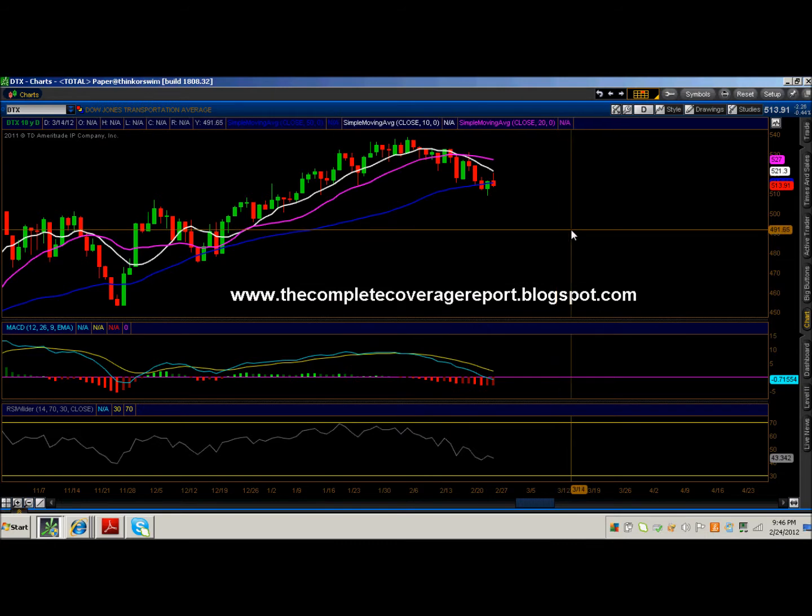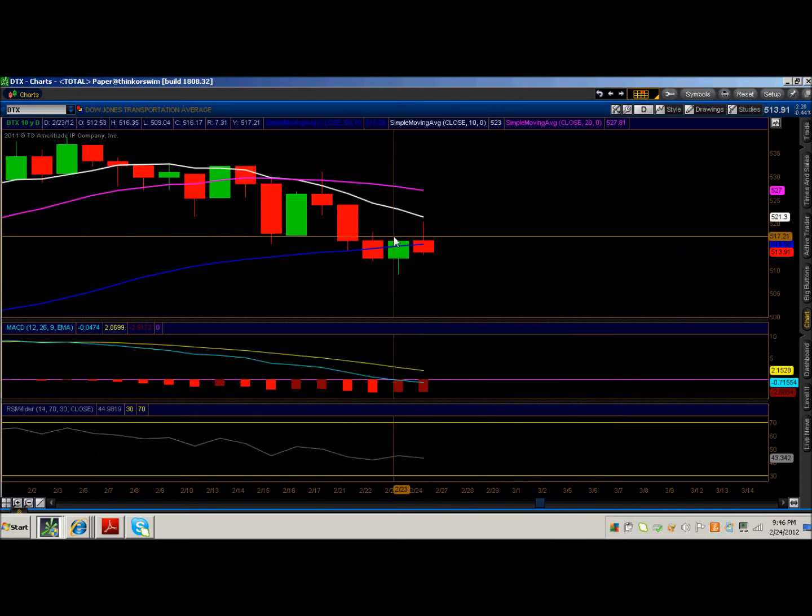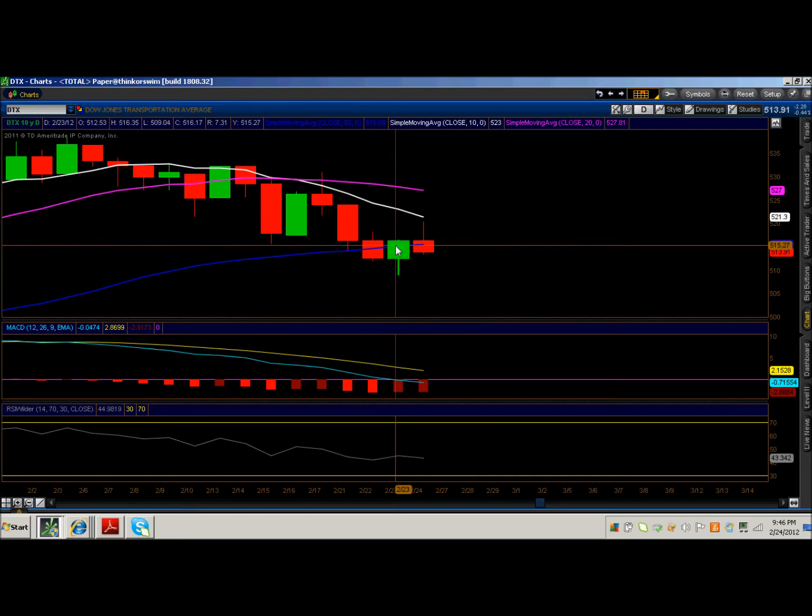Now, if you look closely, you can see that this was a hammer candlestick, and these are reversal type of candlesticks, but in order for this candle to have confirmation, it must close above the intraday high of the session, and in this case it was 516.35. I was looking for this and we never got that.